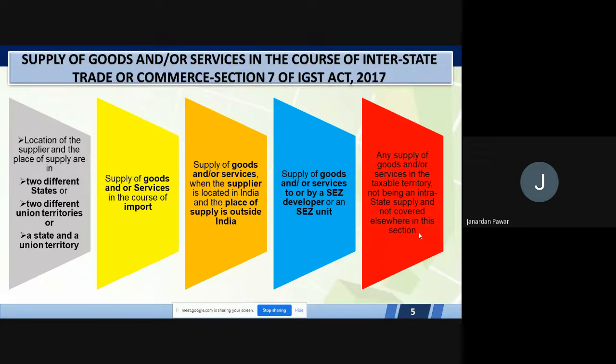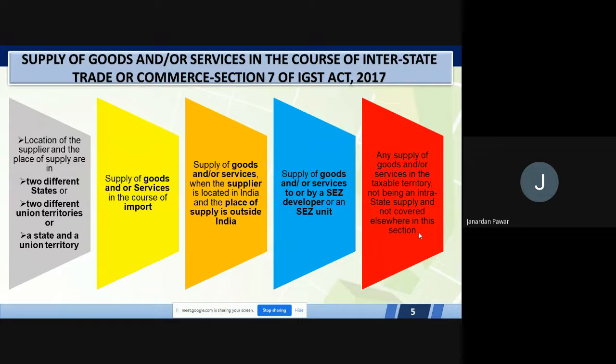If you look at this, the first one: the location of the supplier and the place of supply are in 2 different states. Whenever we go for an interstate type of transaction or trade or commerce, we need to remember one thing: the location of the supplier and the place of supply are not from the same state. It is necessary to remember that both are from different states, and this is what is called IGST or interstate transaction.